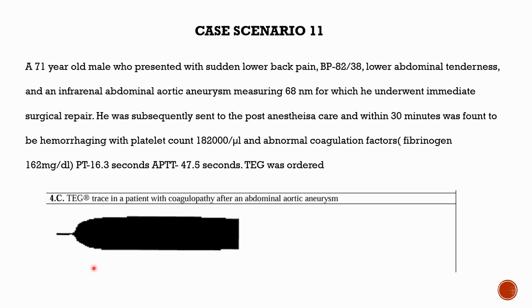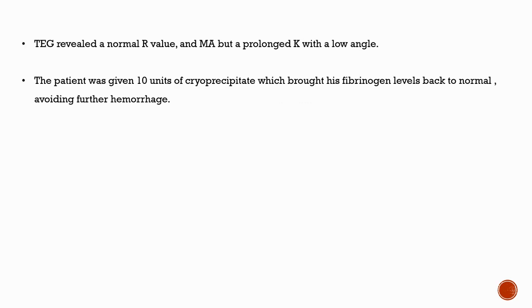So in this case, it is showing a TEG trace in a patient with coagulopathy after an abdominal aortic aneurysm. You can see the patient has low fibrinogen count and there is slightly increased PT and APTT. Now if we see the TEG, the R time is normal, the K time is prolonged and there is decrease in alpha angle. MA is normal in this case. So it revealed a normal R value, MA, but a prolonged K with a low angle.